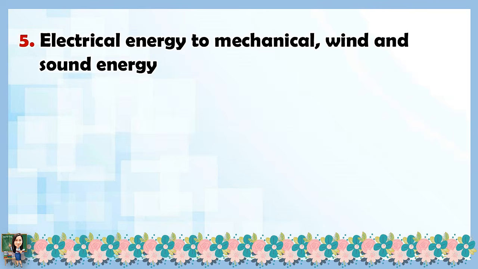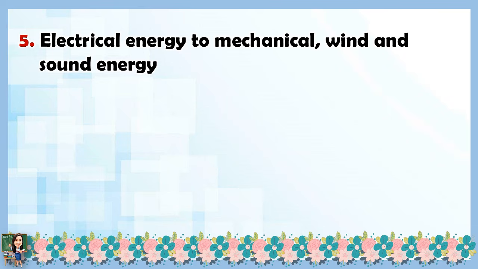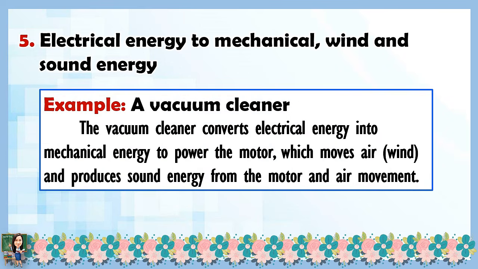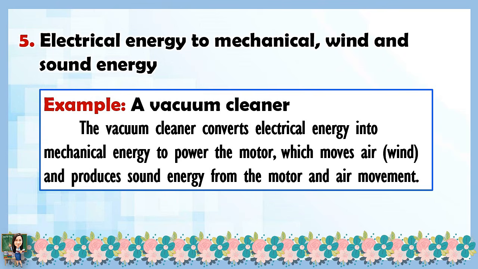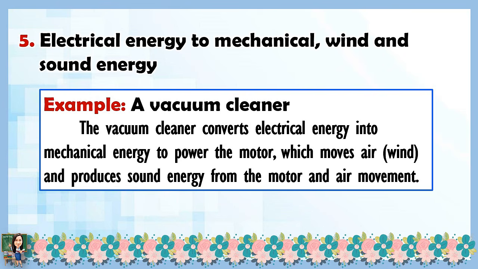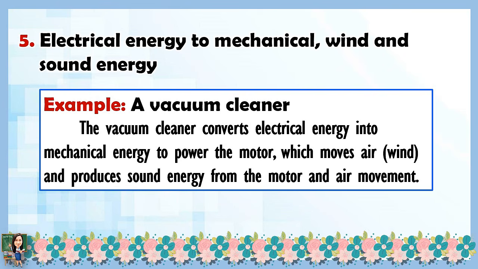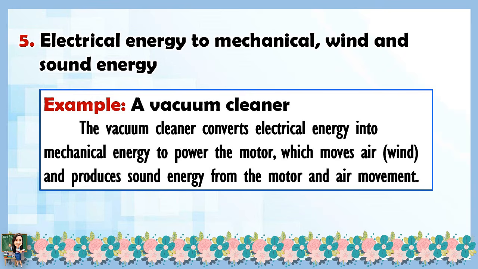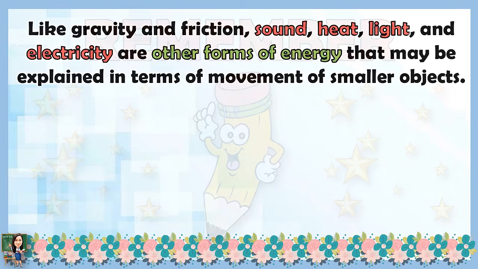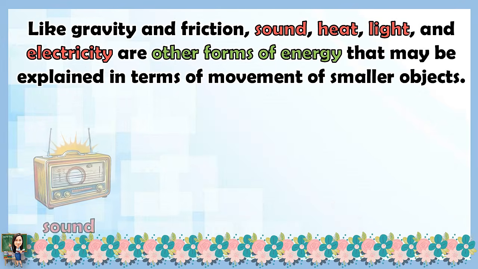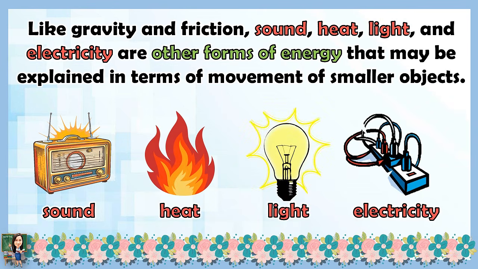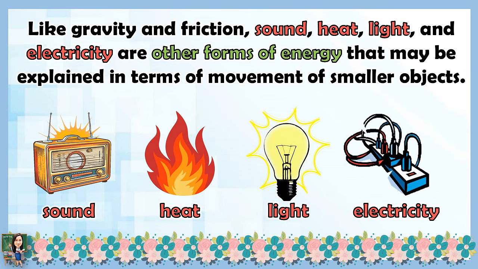And number 5, electrical energy to mechanical, wind, and sound energy. Here is my example. For example, a vacuum cleaner. The vacuum cleaner converts electrical energy into mechanical energy to power the motor, which moves air or wind and produces sound energy from the motor and air movement. Remember, like gravity and friction, sound, heat, light, and electricity are other forms of energy that may be explained in terms of movement of smaller objects.